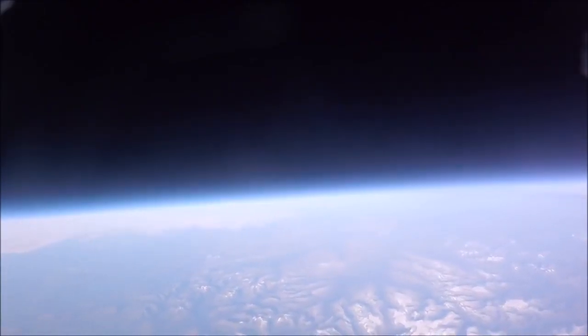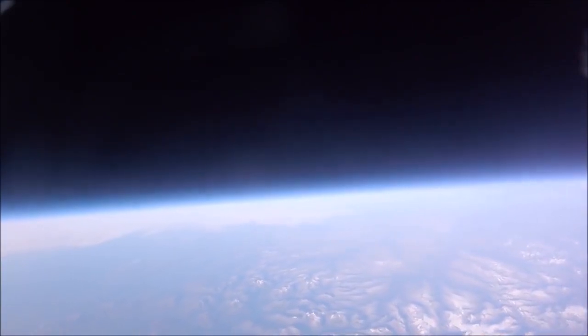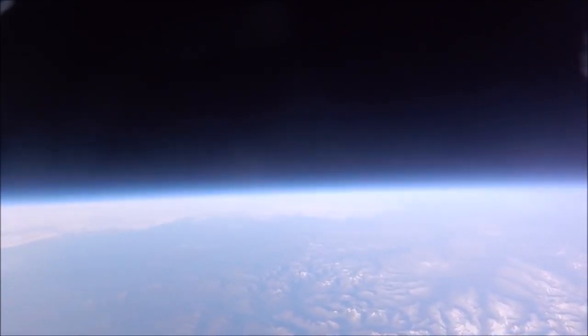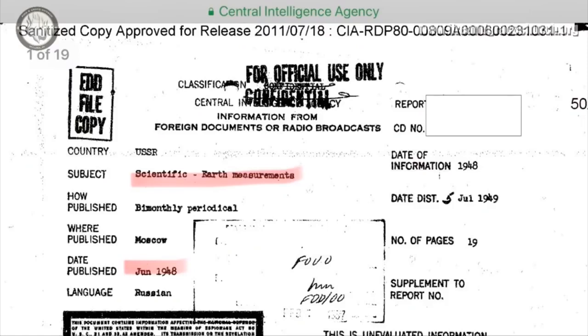The Central Intelligence Agency. Declassified document that we stole from the Russians from 1948. You notice that. Sanitized, yes. Why would you sanitize scientific information about, look at this, this is what this one's about, scientific Earth measurements. Why would you redact anything concerning the true scientific facts of the Earth? I wanted you to see that: scientific measurements of the Earth, June 1948. It was originally in the Russian language. This is the translated version.